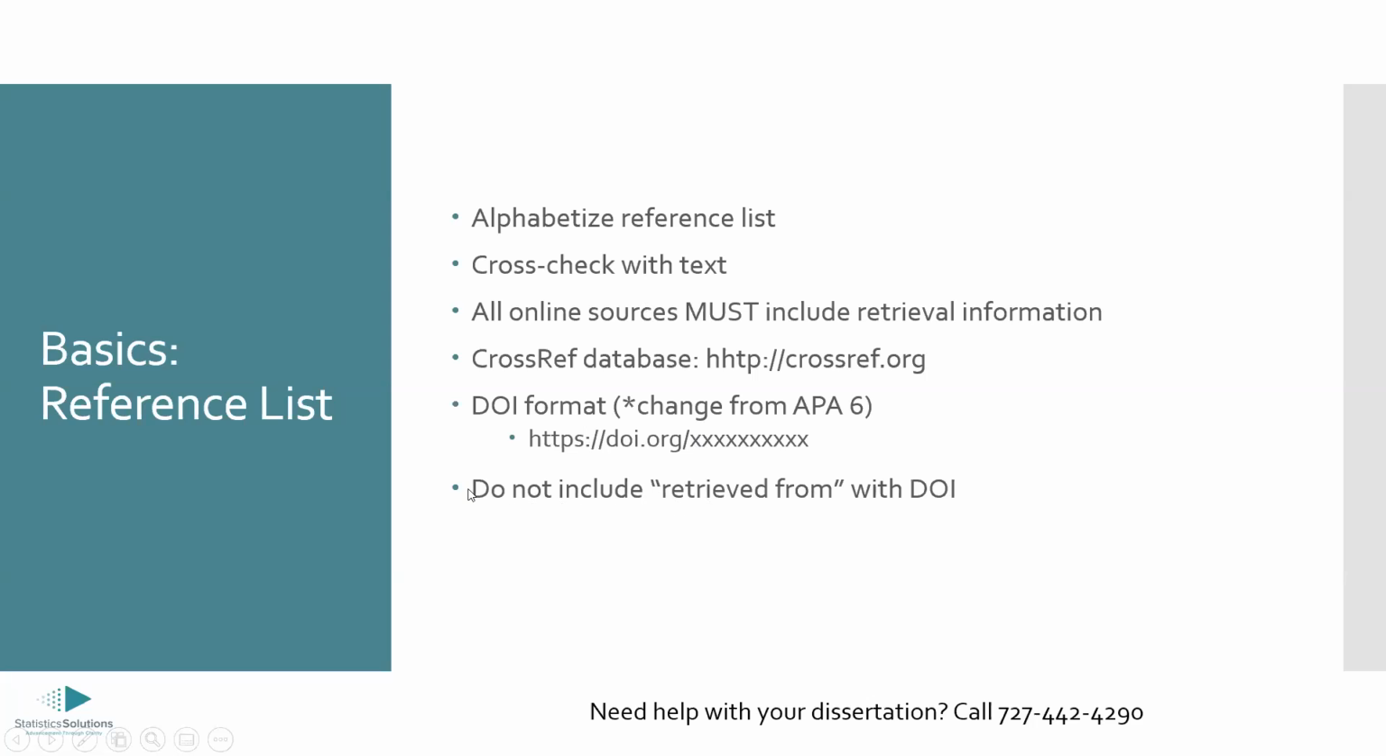And then it says do not include "retrieved from" with the DOI. So in 6th edition, you could write "retrieved from DOI" and then all the numbers. Instead, you're literally just going to put the DOI. You're just going to put https://doi.org and all the numbers, and you're just not going to say "retrieved from" this time.